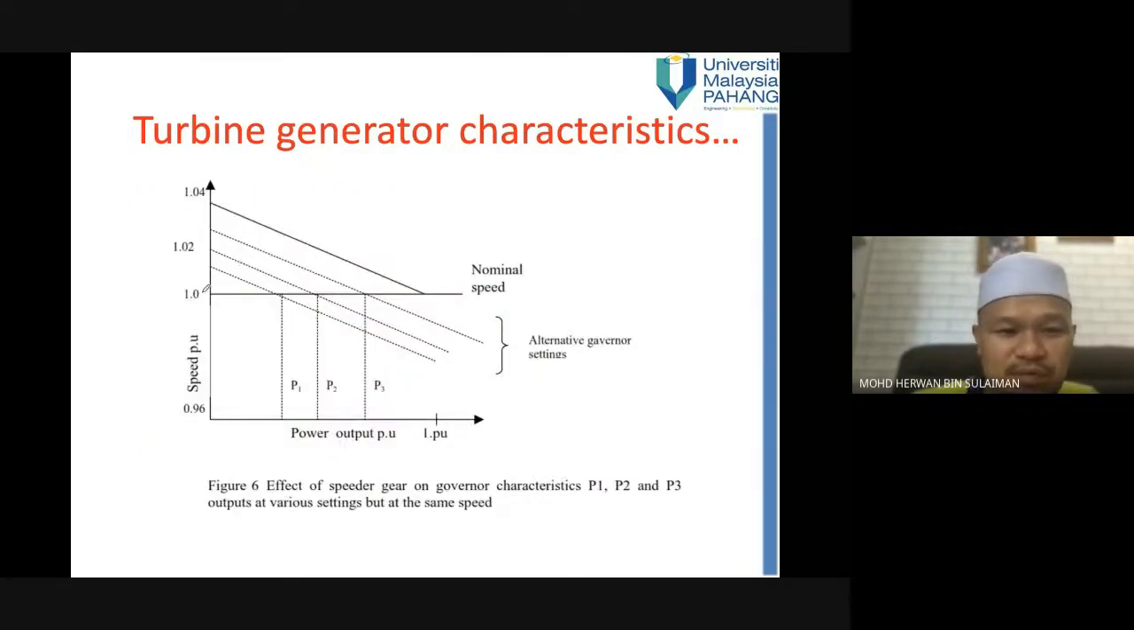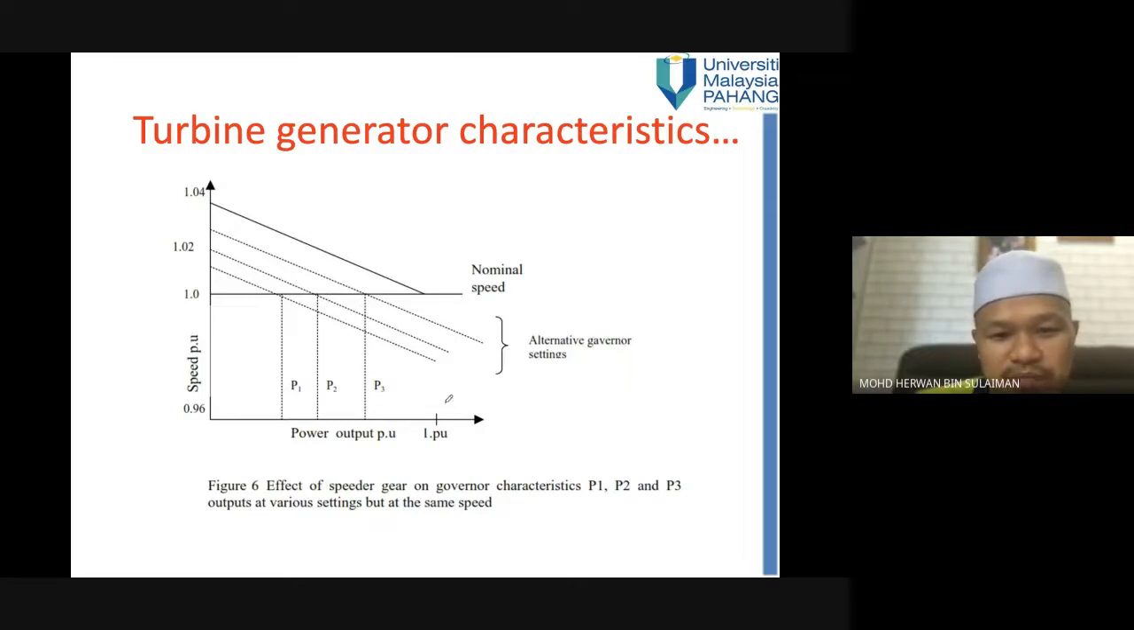So let's say we have nominal speed 1 per unit. This is our nominal speed 50 Hz. And then we have, this is characteristic of the generator lah. Generator tu dia 4% drop, maknanya 1.04. So kita boleh play around with this slope. So governor setting dia boleh play around with this, but this is parallel lah. Boleh buat ke bawah ke atas.